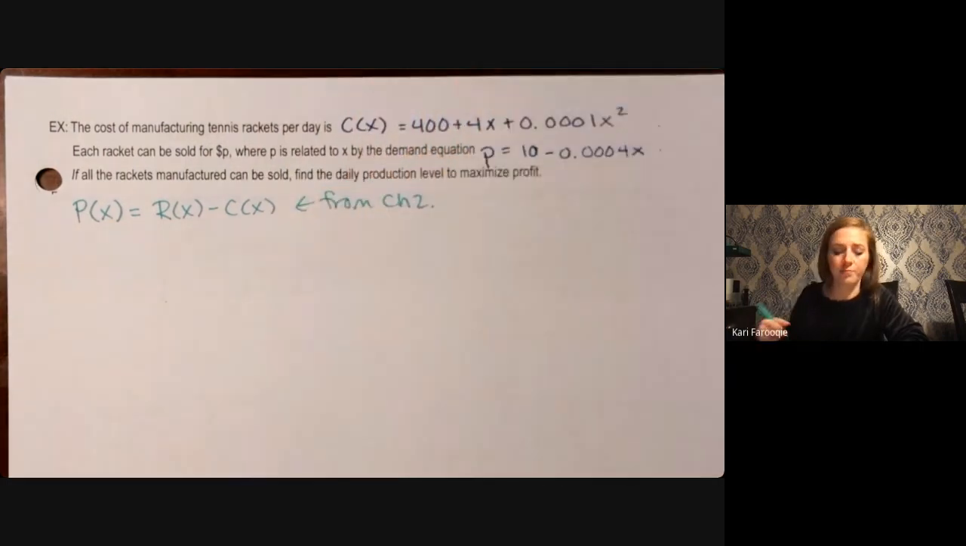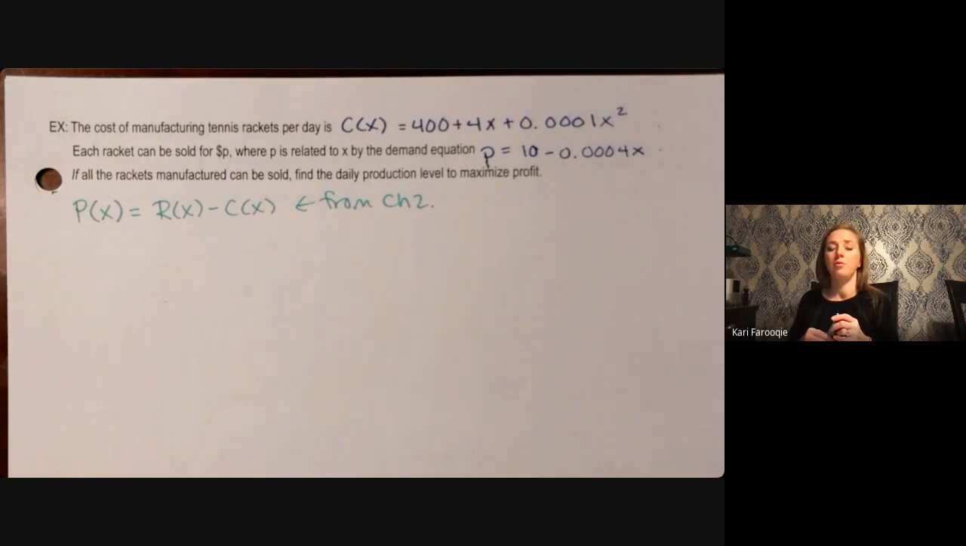From chapter 2. So if you're thinking, okay, fine, this is good, she gave us all of this information, right? She didn't. She got you close. I gave you a cost function, but I didn't actually give you a revenue function.